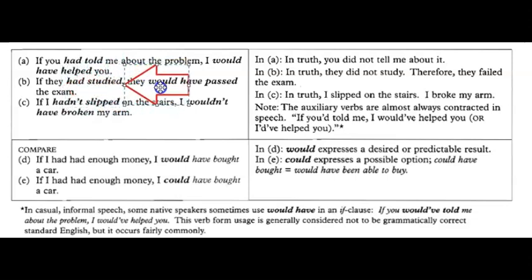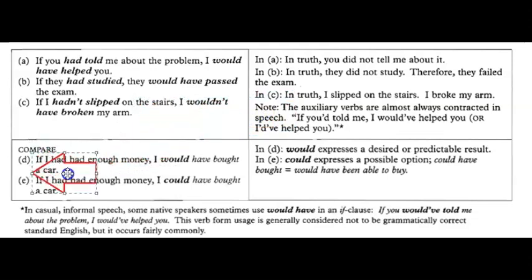Let's take a look at another one. If they had studied, they would have passed the exam. The truth is they didn't study. As a result, they didn't pass the exam. Here's another one. If I hadn't slipped on the stairs, I wouldn't have broken my arm. Now the truth is the exact opposite. I slipped on the stairs, and as a result, I actually broke my arm.